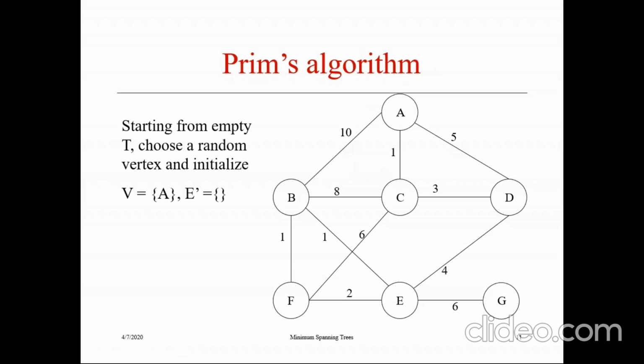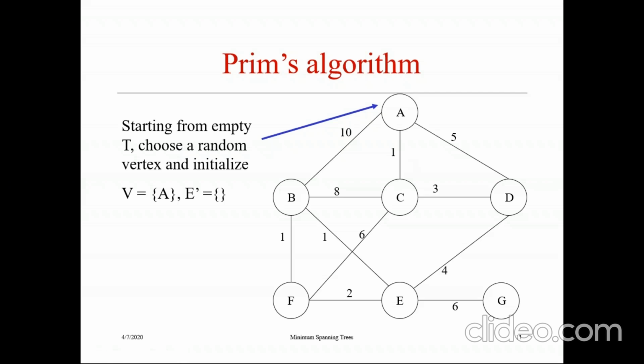Initially we choose the starting spanning tree T as empty. Choose a random vertex; we shall pick the vertex A. Now consider the edges from A to other vertices. There are three edges which lead us from A to B, A to C, and A to D. Now A to C has the minimum weight, that is 1. So we shall pick this edge AC.